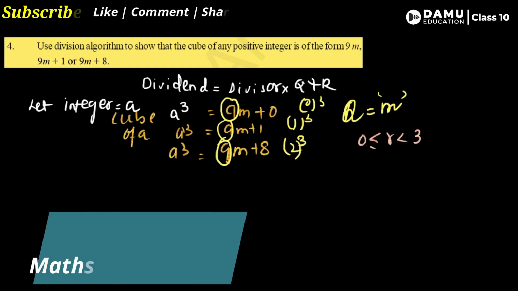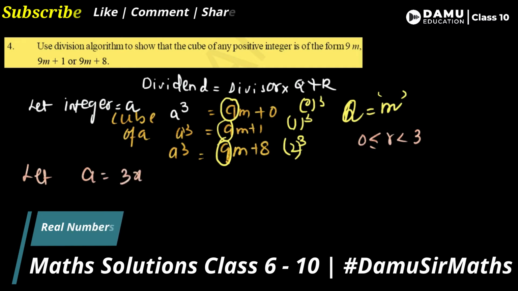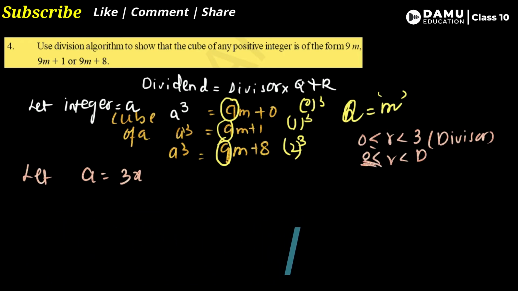So let's consider a will be equal to 3x. Why are we taking 3x here? What is the way? For the divisor and remainder, the remainder is 0 less than or equal to r less than d, the divisor. So for this, if you take the cube, we will get values that are divisible by 9, divisible by 3, then 3x plus 1, then 3x plus 2. So here x is the quotient. There m is the quotient, but here we are taking x.